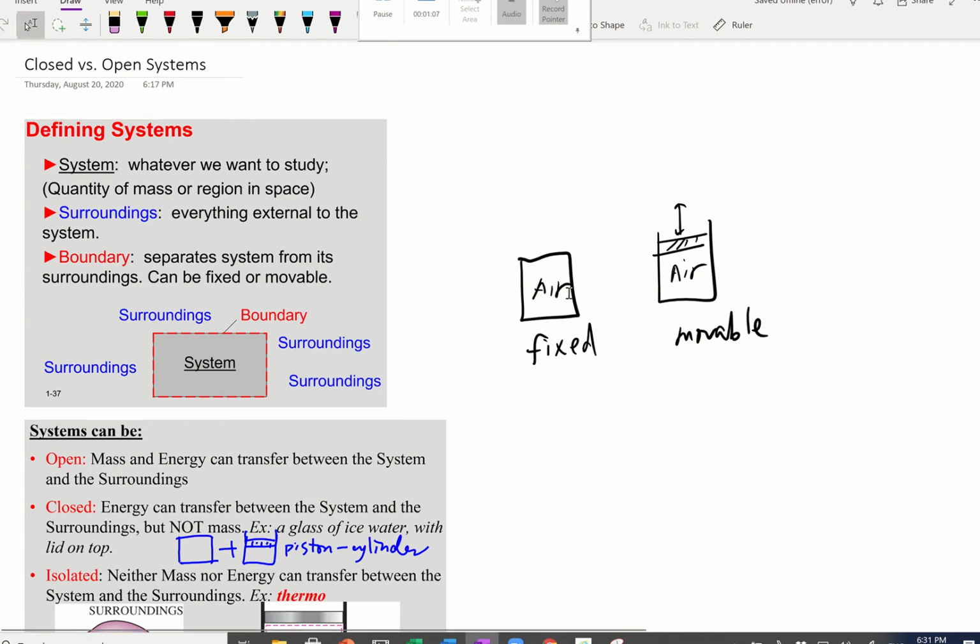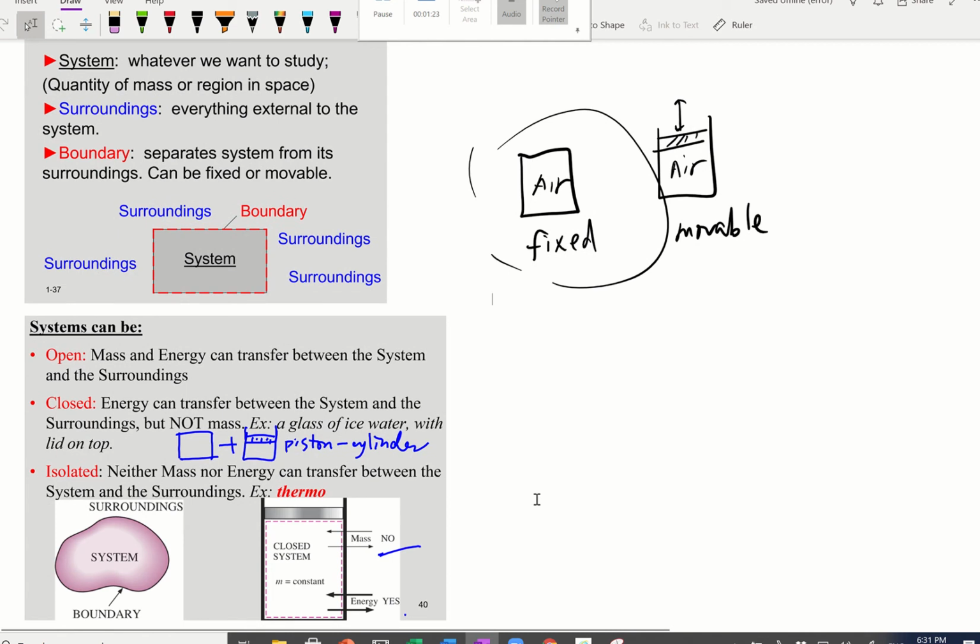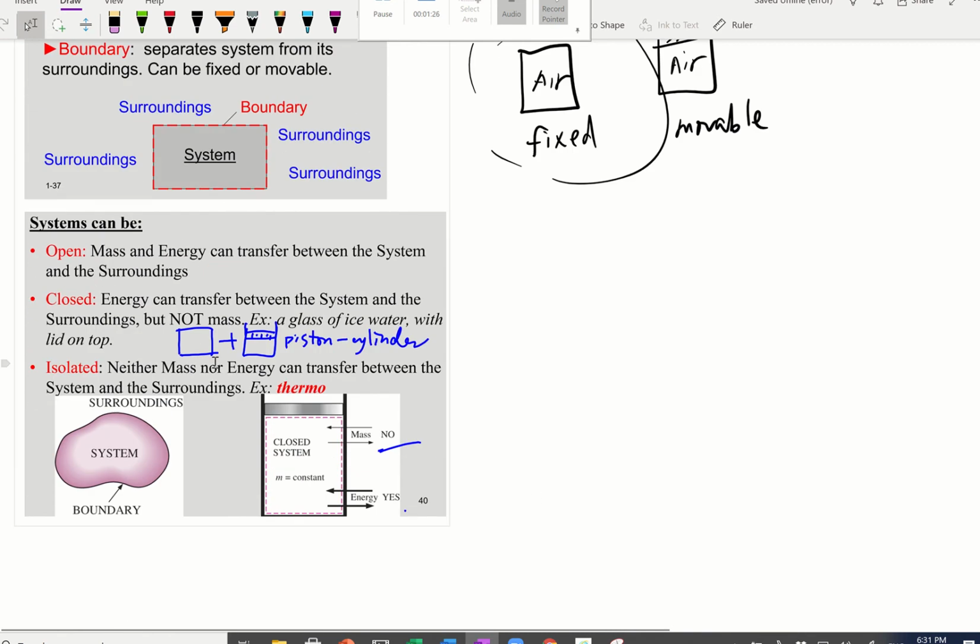Okay, so we understand system. System is whatever you study. And then you know there's a boundary and there's also surrounding. And the surrounding and the system might have some heat exchange later on. So that's why they define those concepts. Now, focus on the system itself. The system can be defined as opened or closed. Opened means the mass and energy can transfer between the system and the surrounding. Closed means energy can transfer between the system and surrounding, but not mass.